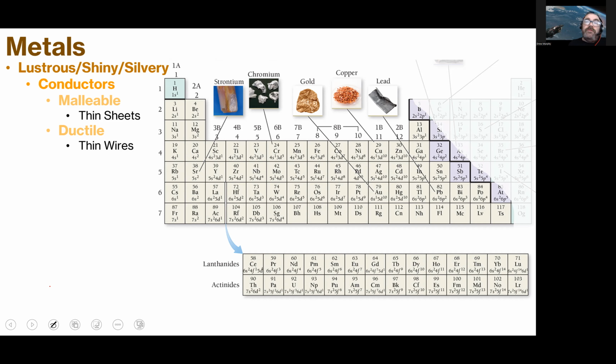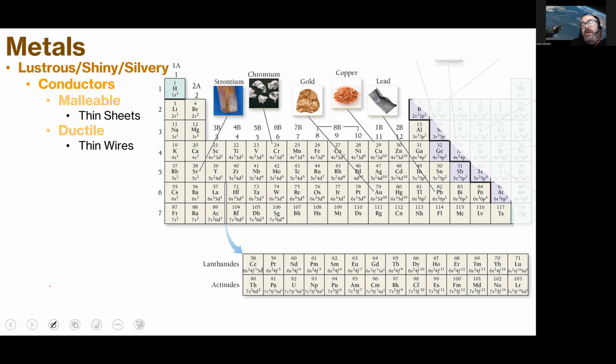That's why we have aluminum foil or tin foil. We can get really thin gold leaf. Remember Rutherford's gold foil experiment? That's all because they're malleable. Ductile is making wires. All the electricity running through everything is done with wires, and the wires are possible because metals are ductile.